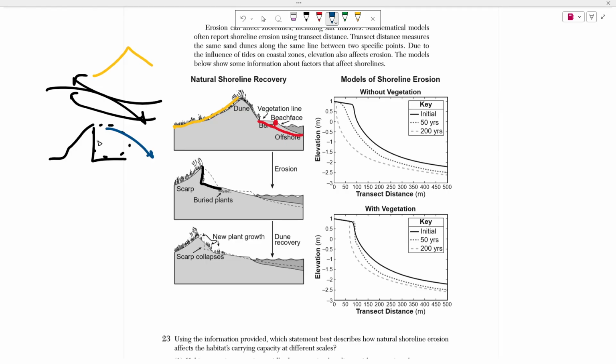Because the sand doesn't want to stick at a 90-degree angle, right? It's not natural for you to see 90-degree angles in nature. So the scarp collapses, and now you have a brand new dune, and then the plants continue to grow on this side of the dune as well, okay?